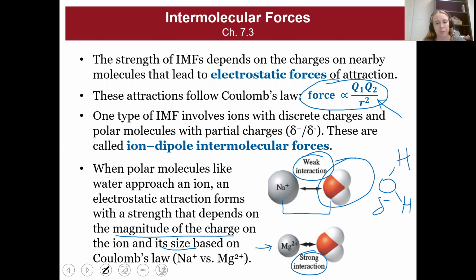Sodium and magnesium ions, these two ions are going to bring in more terms here that you should be familiar with. Isoelectronic. These are isoelectronic ions. So the one with more protons is the one that is smaller, and that's magnesium. So magnesium has a bigger charge and it's smaller. So higher number on top and smaller number on the bottom. Both of those things make the force stronger.